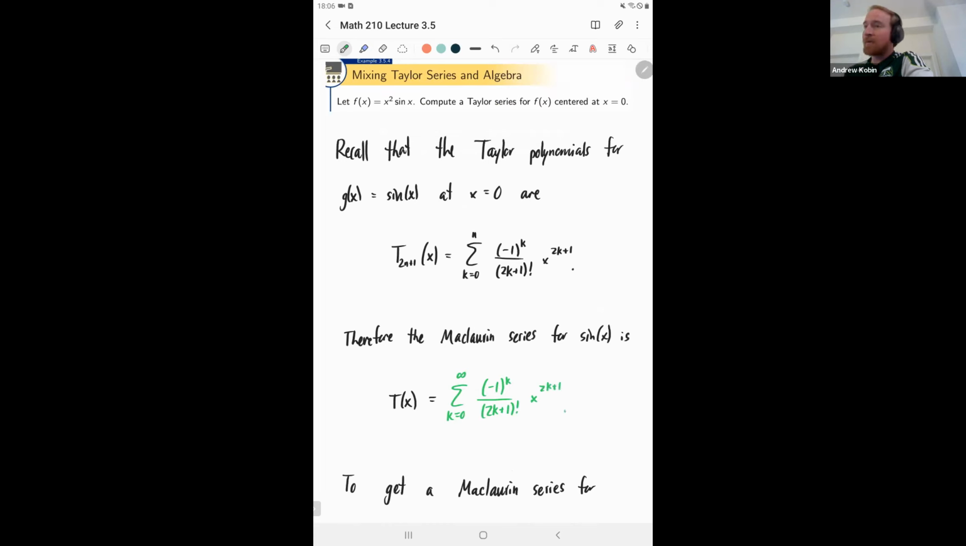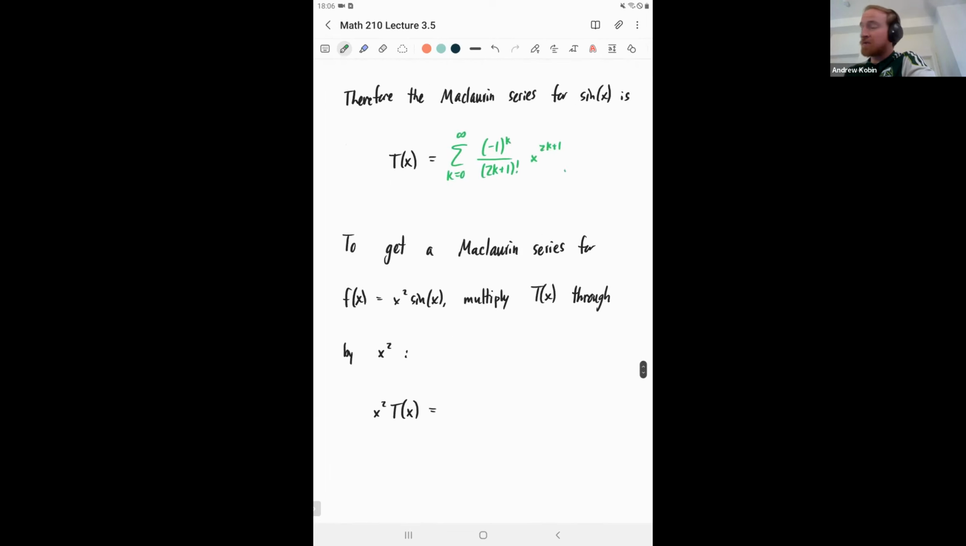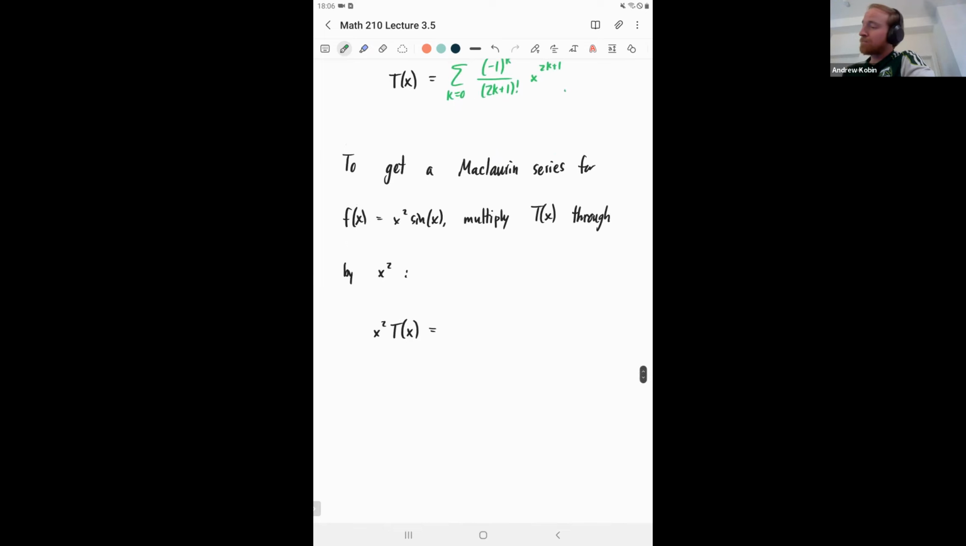That's how I try to remember the sine function: all of the odd powers of x, and then you just need to remember a little bit about what the coefficients look like. By the way, cosine of x has a very similar expression, where instead of odd, we use the even powers and the even factorials in the denominator. Otherwise, it's identical. So in order to get a Maclaurin series for our function, which was x squared times sine of x, let's start with the Maclaurin series we already know for sine of x, and then just multiply through by x squared and see what happens.